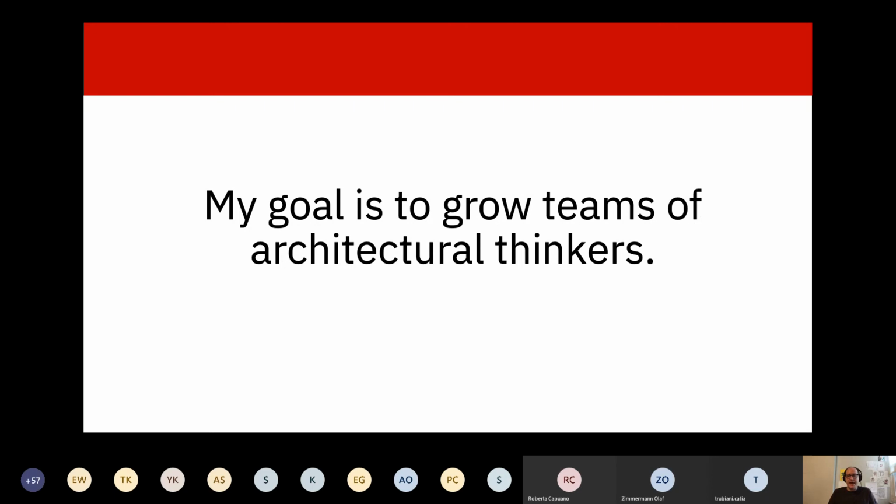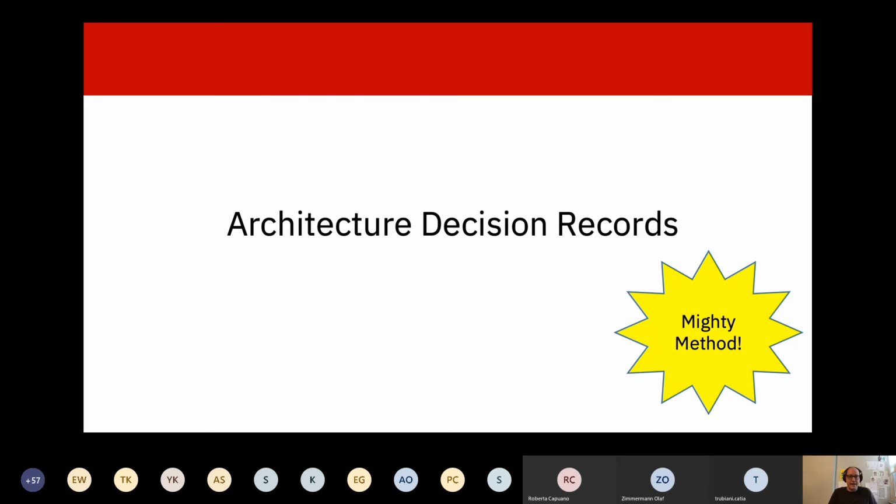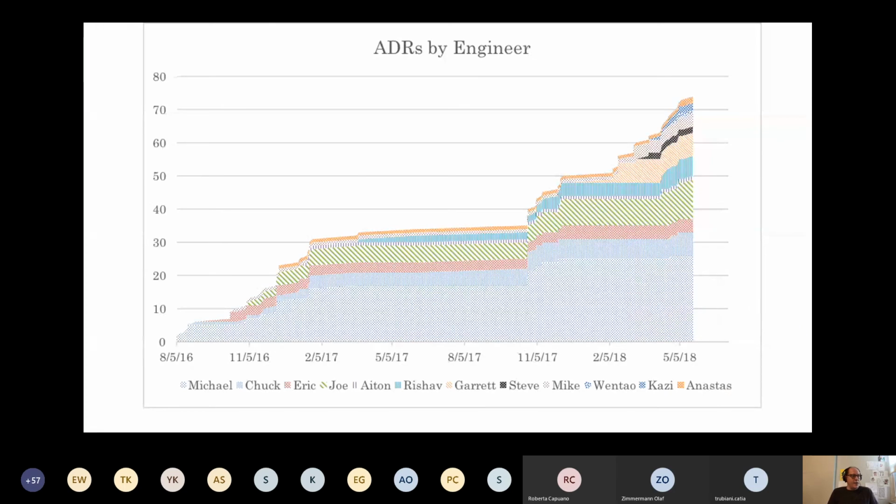Really what that's all about for me is a lot of mentoring, but also trying to find opportunities for safe practice. And perhaps one of the best examples of this, and the one I'm going to talk about today, is ADRs, Architecture Decision Records. Here's some data that we pulled from my team at IBM over the course of using ADRs for just shy of 2 years.